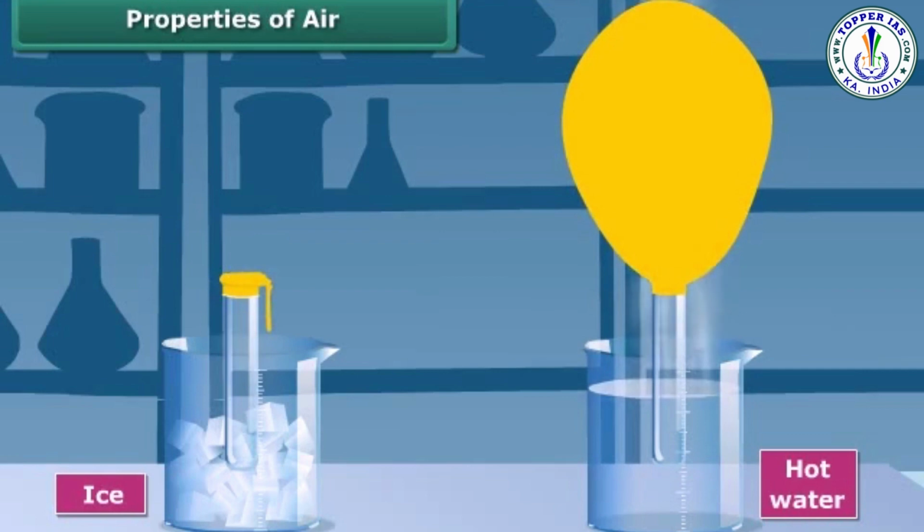This is because the hot water heats the air inside the test tube and the ice cools the air in the other. When air gets warm, it expands and rises, which inflates the balloon. On the other hand, cool air contracts, causing the other balloon to shrink. This shows that air exerts pressure.